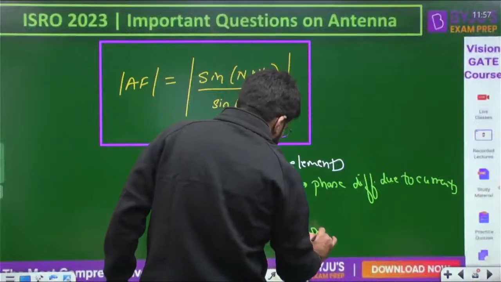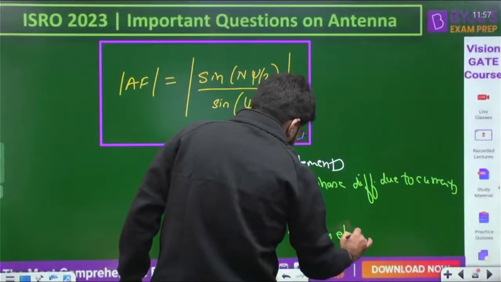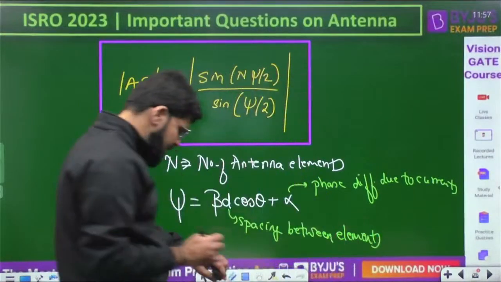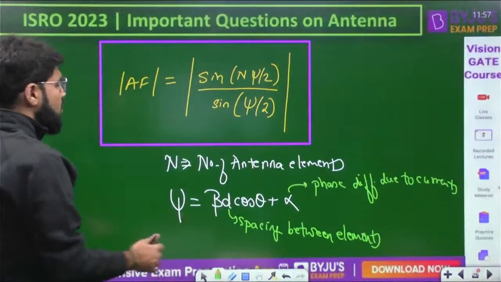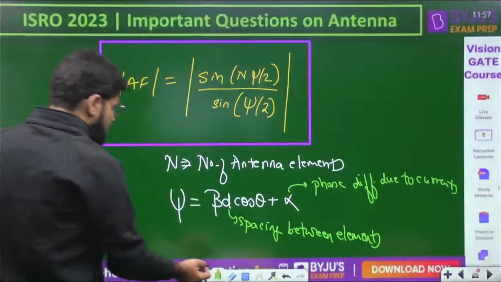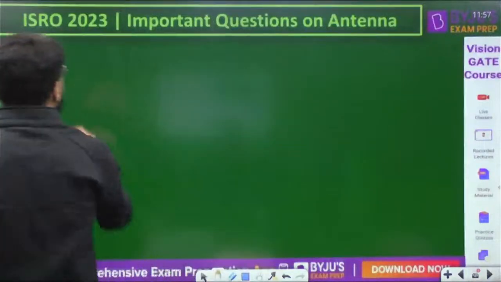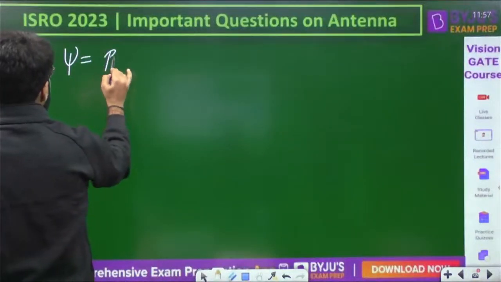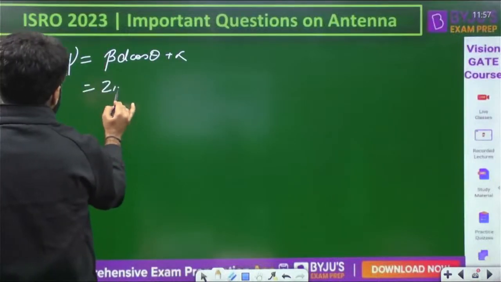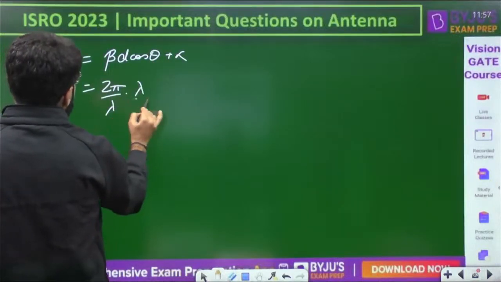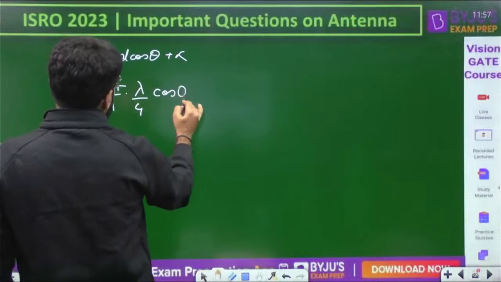Now look, what is given here? What else is given here? Let's check. The spacing is in terms of lambda. So first let's focus on the value of xi. That is beta d cos theta plus alpha, and beta is 2 pi by lambda. Spacing is in terms of lambda, so lambda by 4 into cos theta plus alpha.